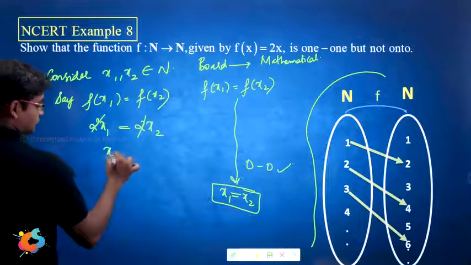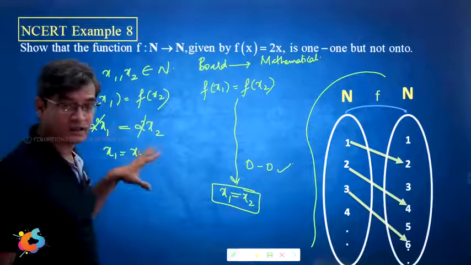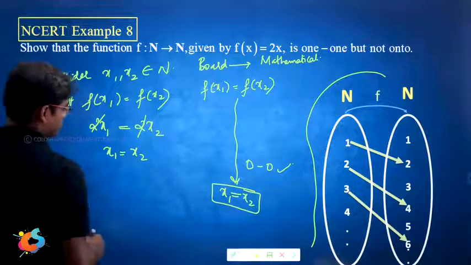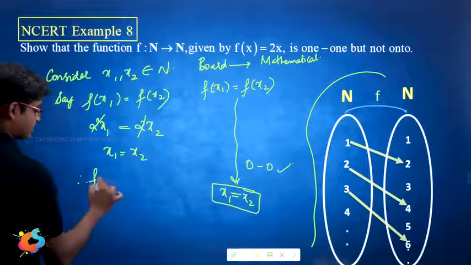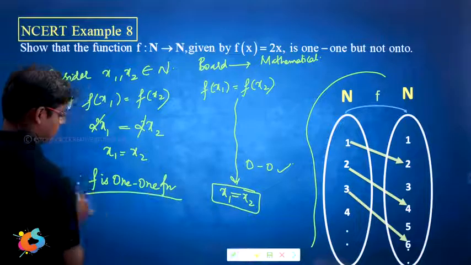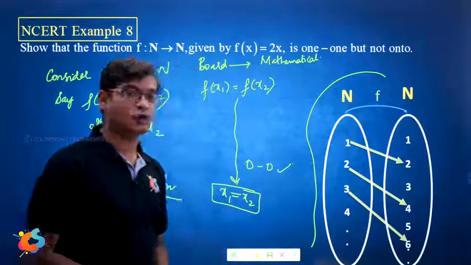So here we got x1 is equal to x2. Did we get anything else other than x1 is equal to x2? No, only x1 is equal to x2. So therefore f is a 1-1 function. That's it. Okay, fine. So how do you disprove that it is an onto function?